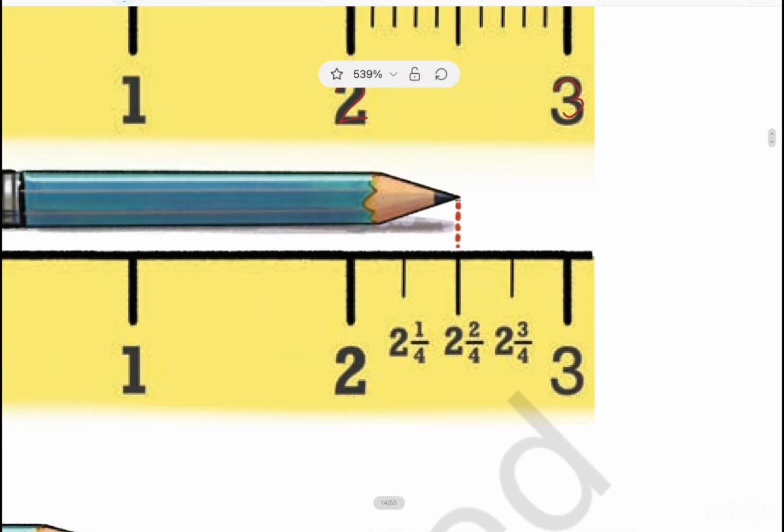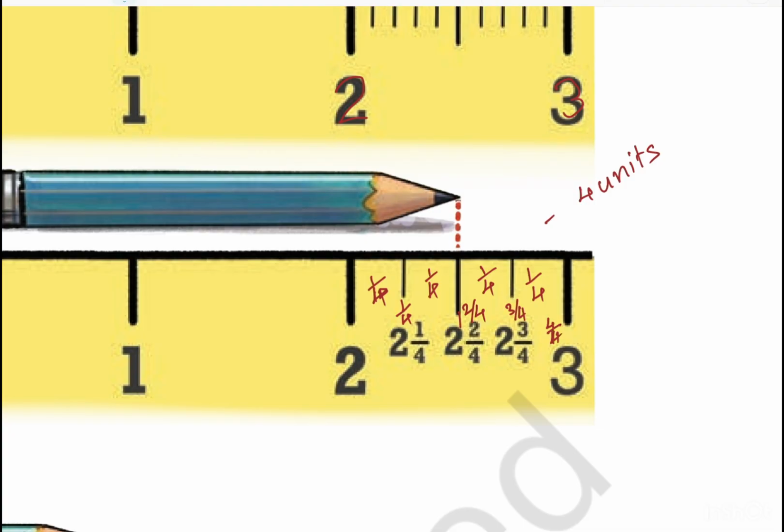But we can also divide this unit into 4 equal units. Then each unit will be 1 by 4, and here will be 1 by 4 length, and 1 by 4, 1 by 4. So there are four 1 by 4 units. So this one will be 1 by 4, and this is 2 by 4 and 3 by 4, etc. This one is 4 by 4, that will become 1 unit. So it will add to 2 and it will become 3.